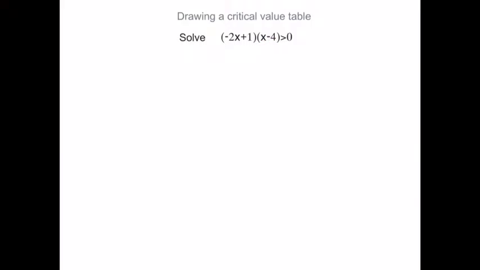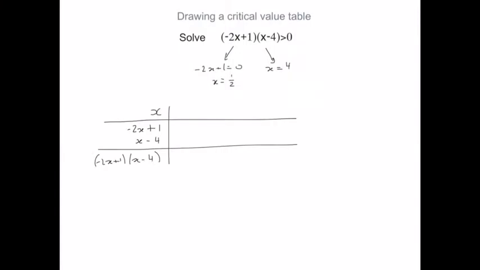So we actually need to tell when each one of these two factors is going to be 0. For the first one, if you solve -2x + 1 = 0, x is going to be 1/2. And for the second one, if you solve x - 4 = 0, you'll find that x equals 4. So these two values, 1/2 and 4, are the values at which these factors change sign. Let's represent this in a diagram that is called a critical value table.